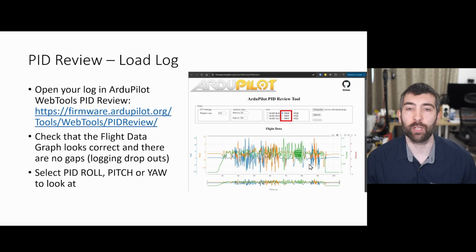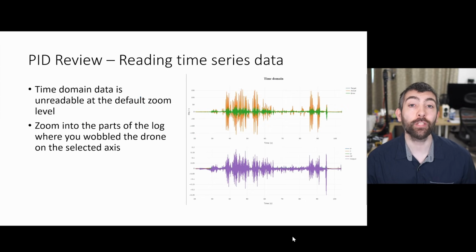Once you've done that, select the PID roll, PID pitch, or PID yaw graph to look at, and I would move through them in order. So start with roll, then move to pitch, and finally yaw. When you scroll down to the time domain, you'll see a graph that looks something like this. You can see that it's pretty much completely unreadable at the default zoom level.